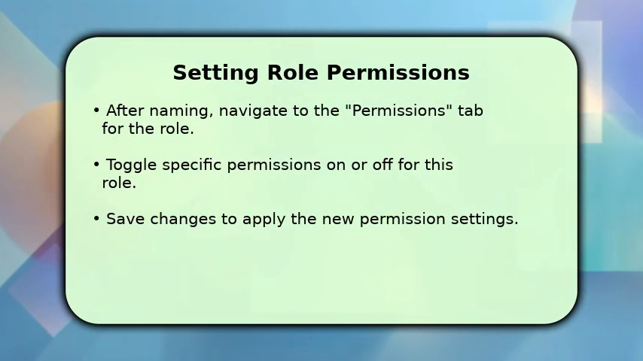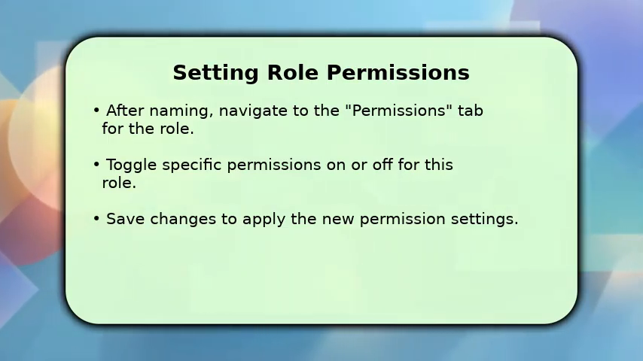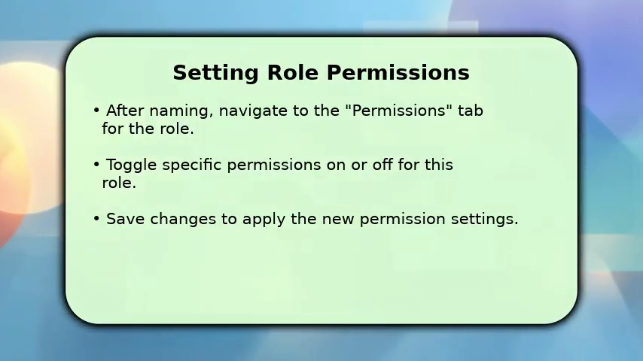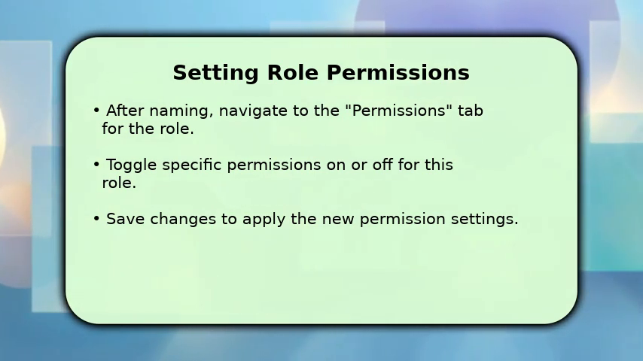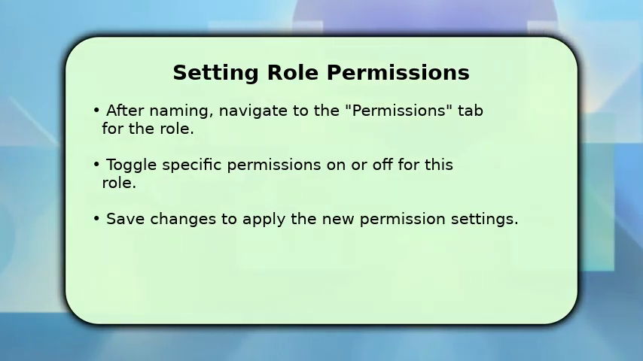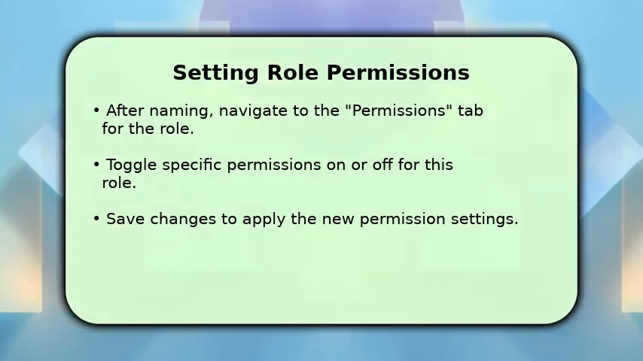With your new role created, it's time to define what members with this role can do. Click on the Permissions tab within the Roles settings. Here, you'll find a comprehensive list of permissions, ranging from Manage Channels to Kick Members. Carefully toggle each permission on or off according to the responsibilities you want this role to have. Remember to click Save Changes at the bottom to ensure all your adjustments are applied effectively.